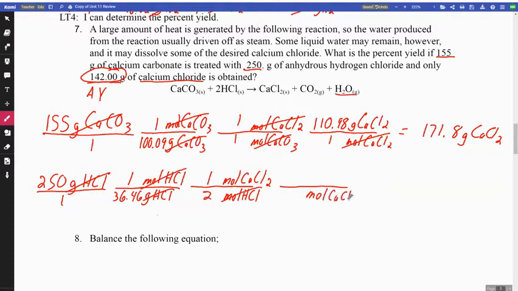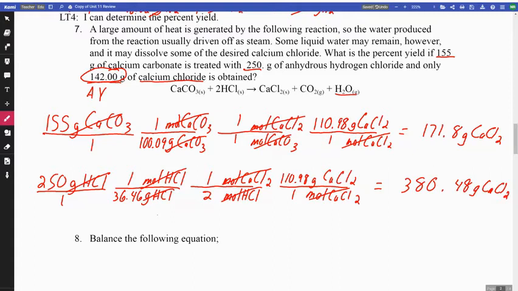Moles CaCl2 goes on bottom. Grams CaCl2 goes on top. 1 goes next to moles. Molar mass goes next to grams, which is 110.98. Moles of that cancels out. Grams of that is left, which is where we want to be. So we do our math, and that turns out to be 380.48 grams of CaCl2.